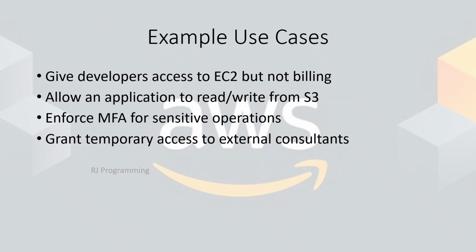Now let's look at some real-world examples. You may want to allow your developers to launch and manage EC2 instances but prevent them from accessing billing information. IAM makes this separation very easy. Similarly, an application running on EC2 might need to store logs in an S3 bucket. Instead of storing static credentials in the app, you can assign a role with read-write permissions.